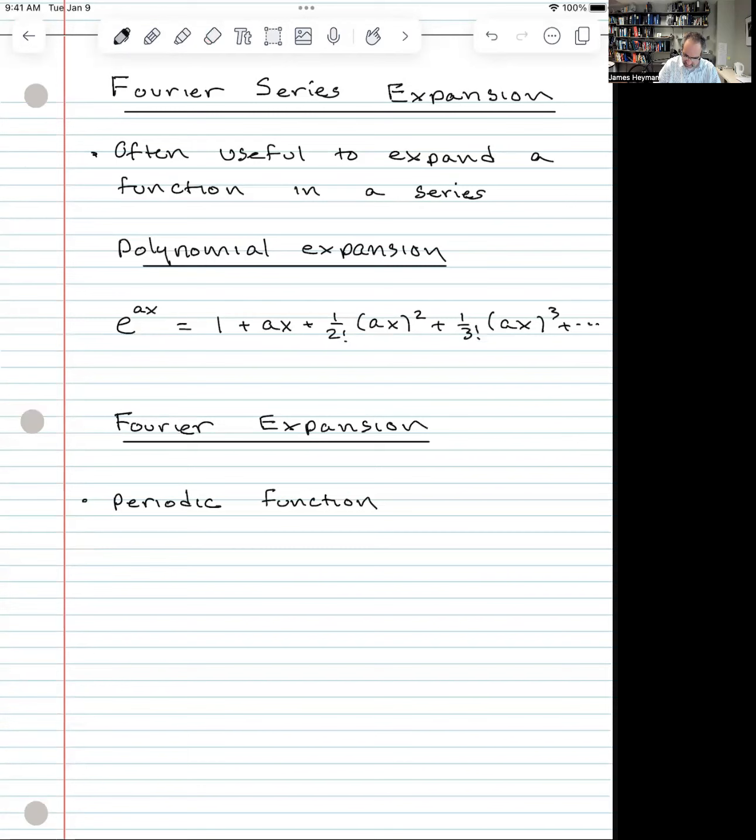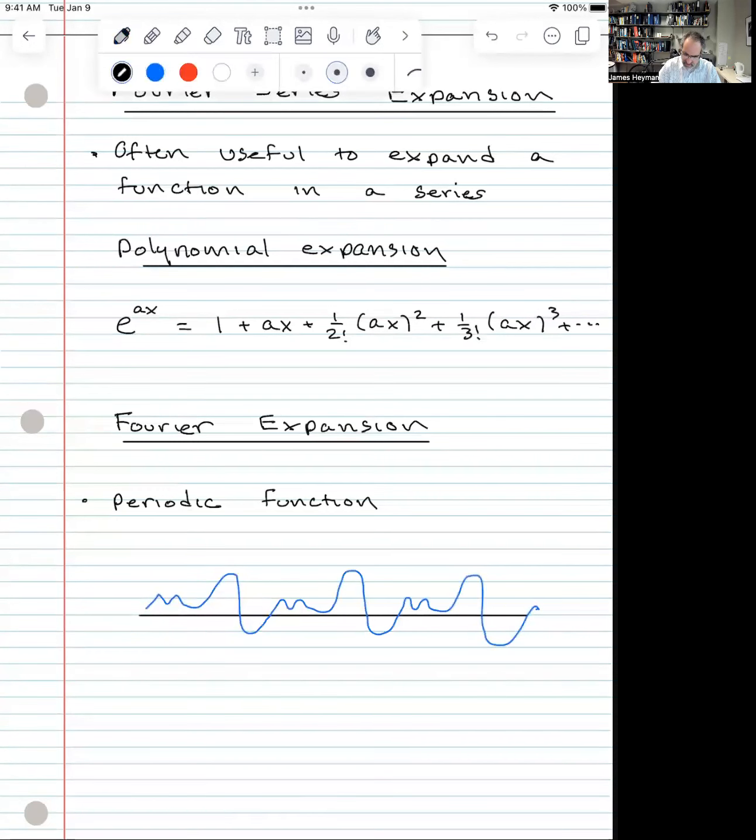Here, let me sketch an example of a periodic function. So I'm just trying to draw something that's periodic, but it's not a sine or cosine function. So maybe it looks like this. Well, I'm not doing such a great job, but maybe you get the idea. I'm trying to draw a function that repeats with a period. We'll call the period L.